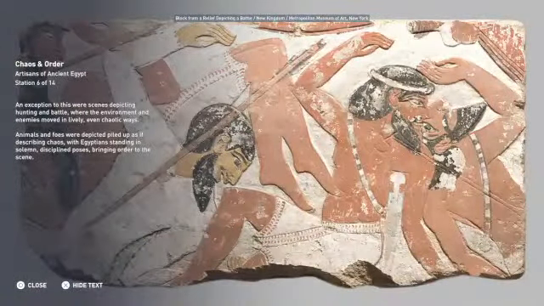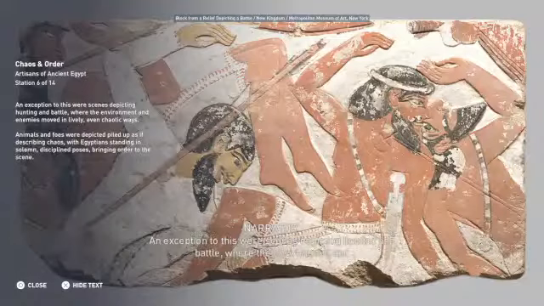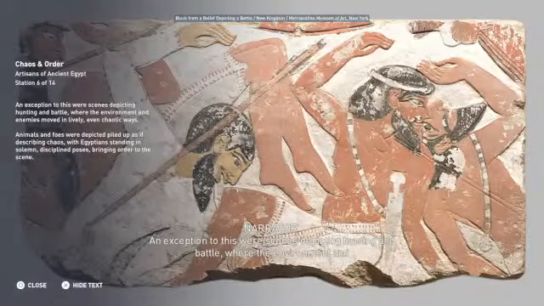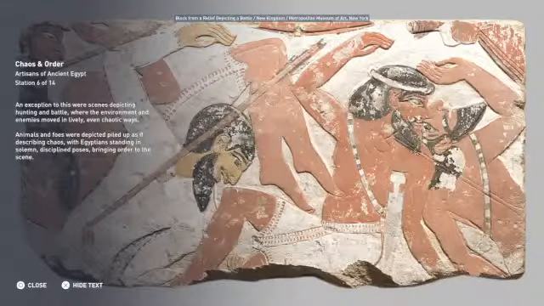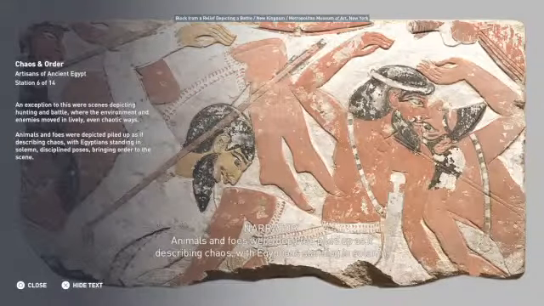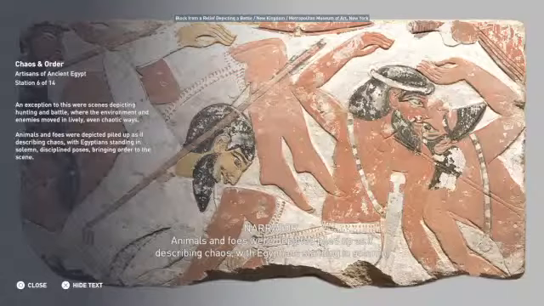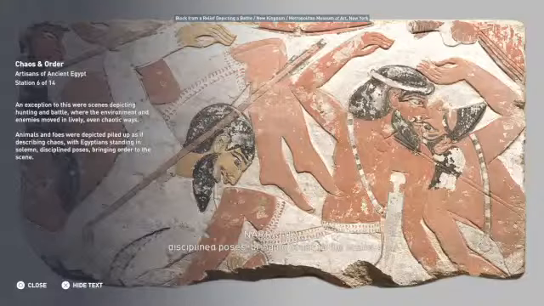An exception to this were scenes depicting hunting and battle, where the environment and enemies moved in lively, even chaotic ways. Animals and foes were depicted piled up, as if describing chaos, with Egyptians standing in solemn, disciplined poses, bringing order to the scene.